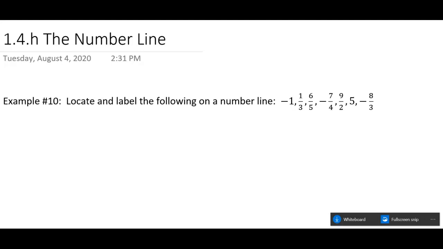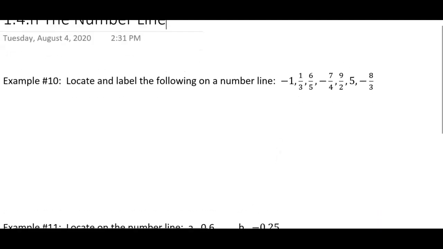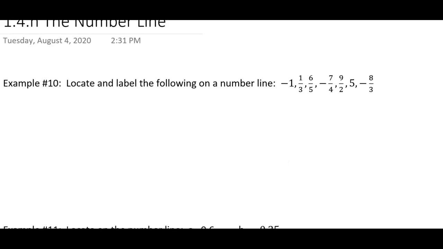Sometimes they want us to graph numbers on a number line. So we're going to talk a little bit about the number line. Our first example says locate and label the following on a number line. So I draw a straight line, or try to draw a straight line with arrows on the ends.